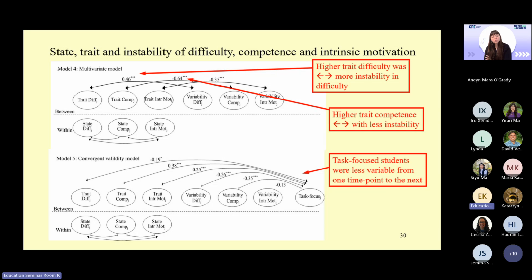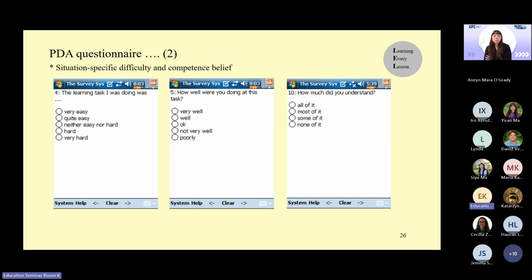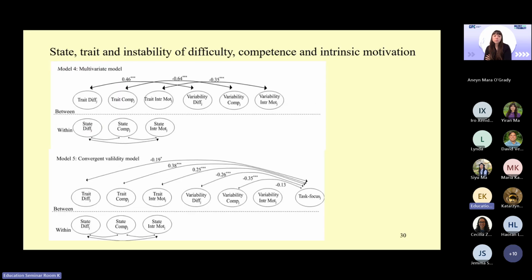It's a good point. So let's see how we actually asked the question there. It's about the learning task I was doing: was it quite easy, either hard or easy. So it's about the task, not how difficult it is for me. And this is a distinction between primary and secondary appraisal as well. So you're right, this would be the average perceived difficulty of the tasks over the week.